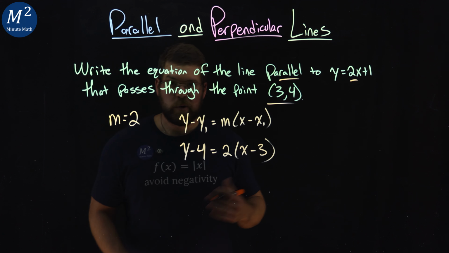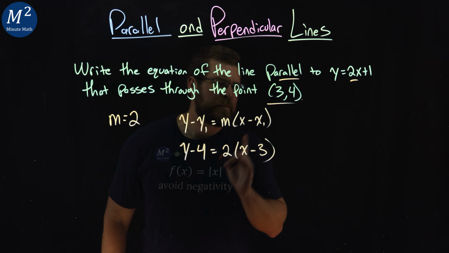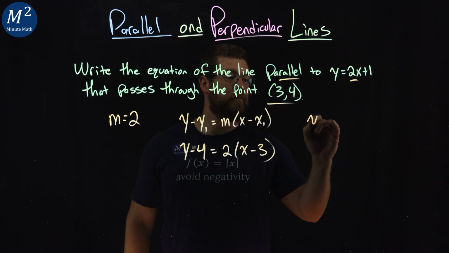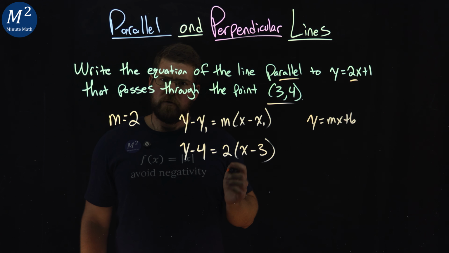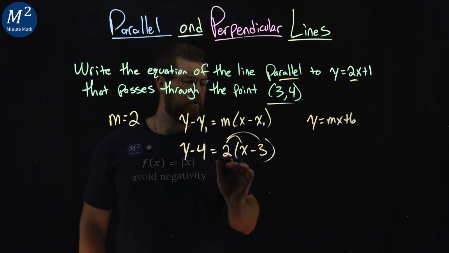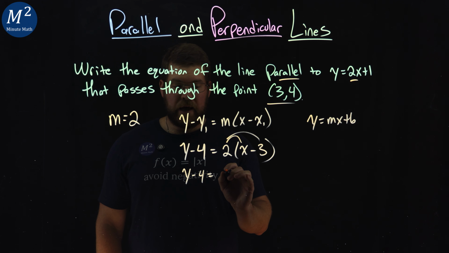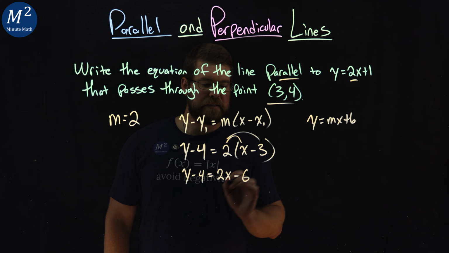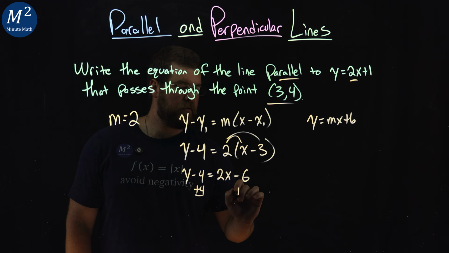Now, if your teacher is okay with this in point-slope form, then you're good to go. But we're going to simplify this into slope-intercept form, which is y equals mx plus b. I like that form. So to do that, I'm going to distribute the 2 first across here. So we have y minus 4 equals 2 times x, which is a 2x, minus 2 times 3, which is a 6. From there, we have to add a 4 to both sides to get y by itself.